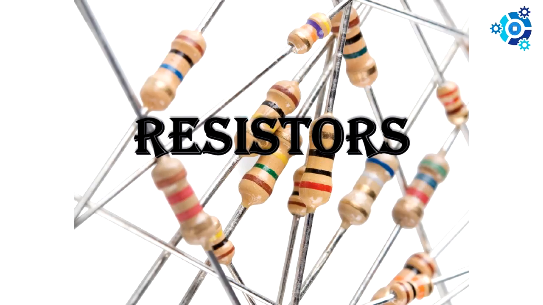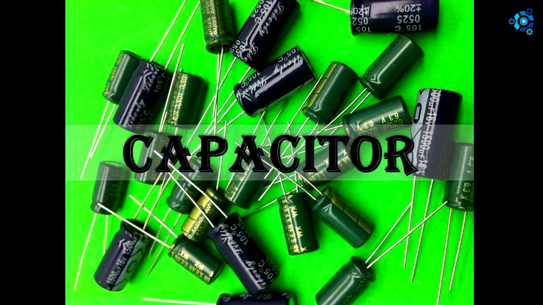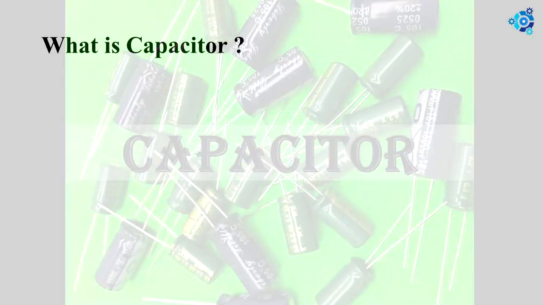In the last video, we have already seen one passive component, the resistor. Let's see one more. This video is on the capacitor. In this video, we will see what a capacitor is, how it works, how it is made, types and applications.